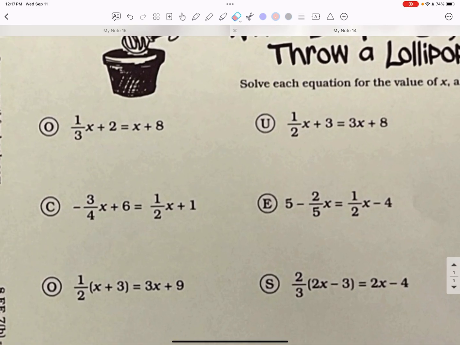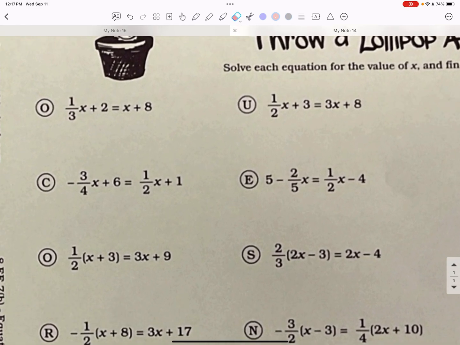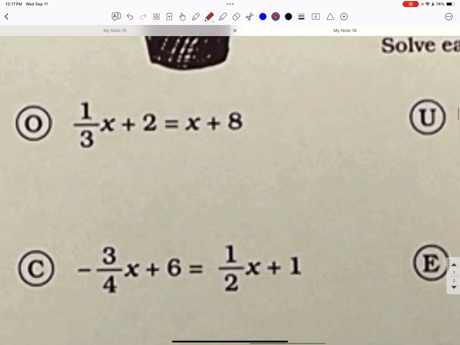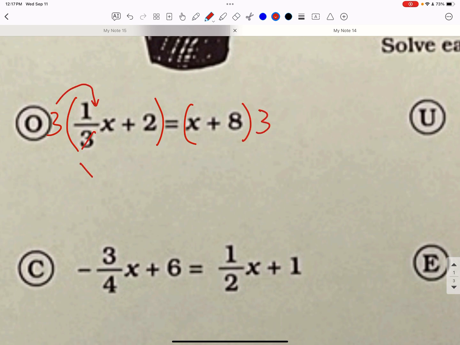All right, honors. I'm gonna get you through the first step. I expect you to know how to do the next step. Okay, here we go. We're gonna multiply both sides by 3, and I'm doing this to kill off the 3 in the bottom. So this top 3 will just kill off the bottom 3, leave us with an x.